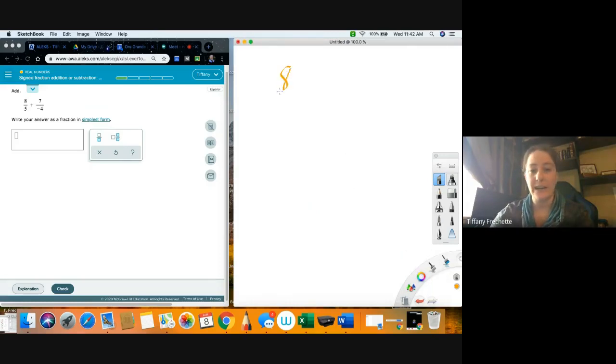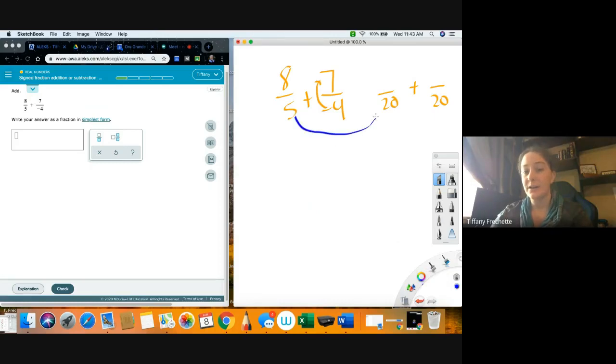All right, so we have 8 over 5 plus 7 over negative 4. So we want 5 and negative 4, and we want the lowest common multiple. 5 times 4 gives me 20. That's the easiest way to do that. So I know I want 20 and 20. Also, I'm going to give this negative up to the top again, so we don't have to deal with the negative on the bottom.